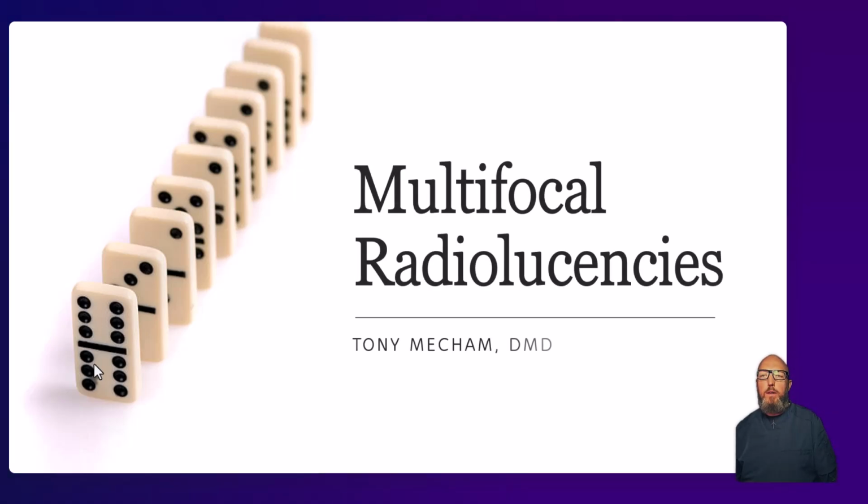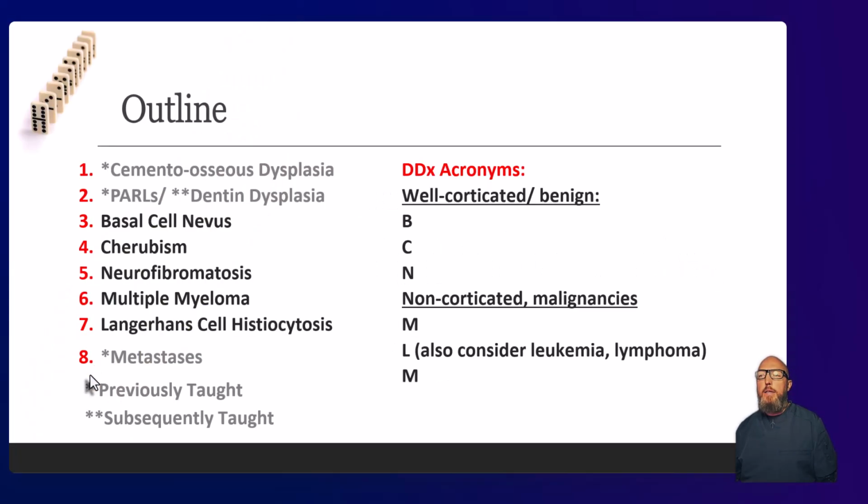This is topic 12, multifocal radiolucencies. Now we've been through several topics. I'm going to start kind of speeding up with how I present this. So have your study guide and chart handy. All right, and here's our outline.